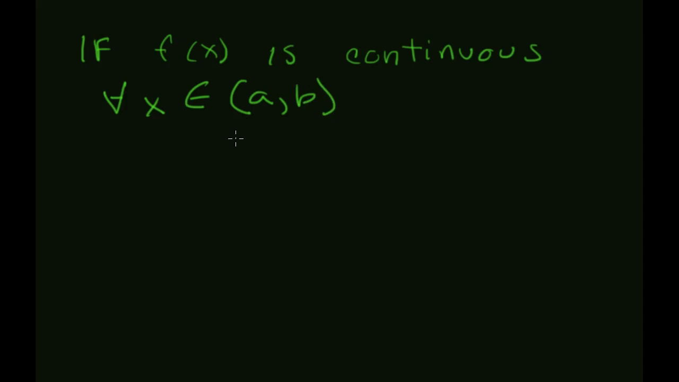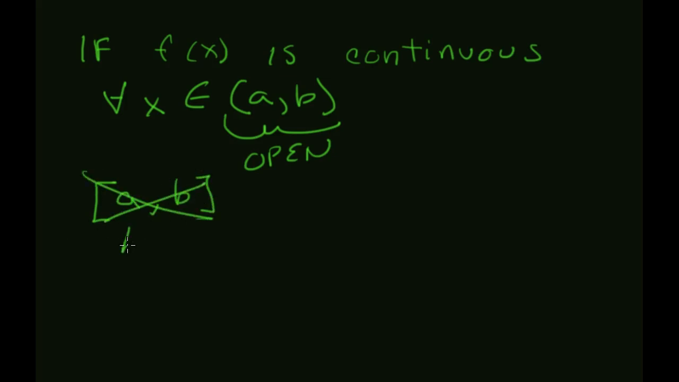Okay, so let's think for a minute. Why does this have to be an open interval? Because the limit has to exist, right? So if it's a closed interval from a to b, then I don't have a limit as I go from the left of a or the right of b. So the limit at a and the limit at b doesn't exist, and thereby this definition of continuous would fall apart. So this always has to be on an open interval.